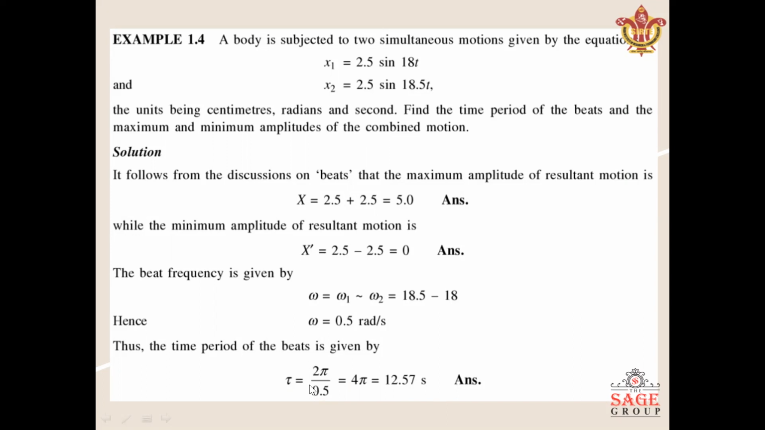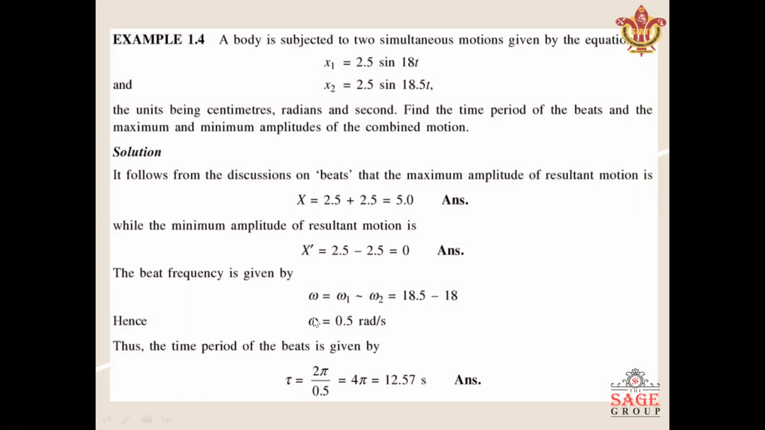Now by getting the values from this numerical, we have the conclusion that if we are producing two simultaneous motions on a body, there is a resultant whose maximum amplitude can be 5 centimeters, and somehow it can be 0. So I can say that the amplitude varies from 0 to 5 or 5 to 0.